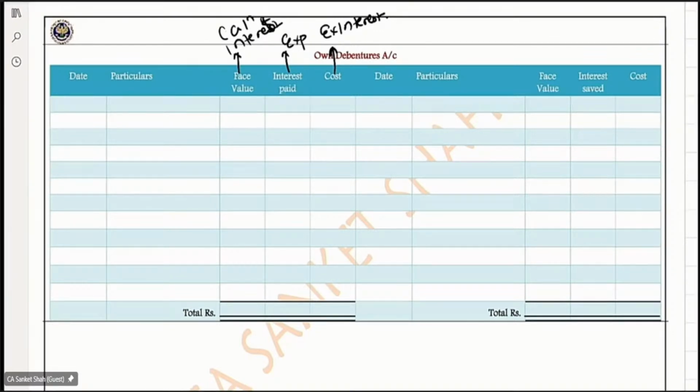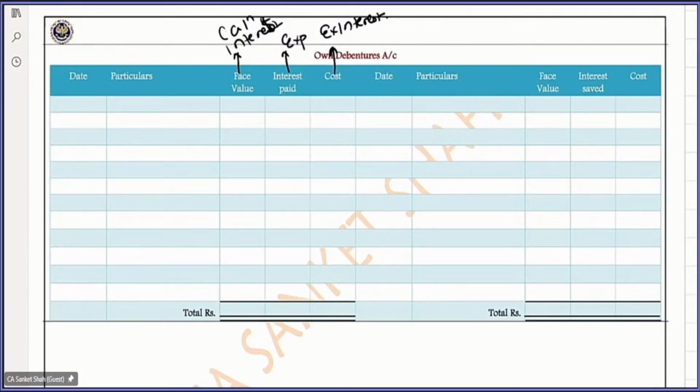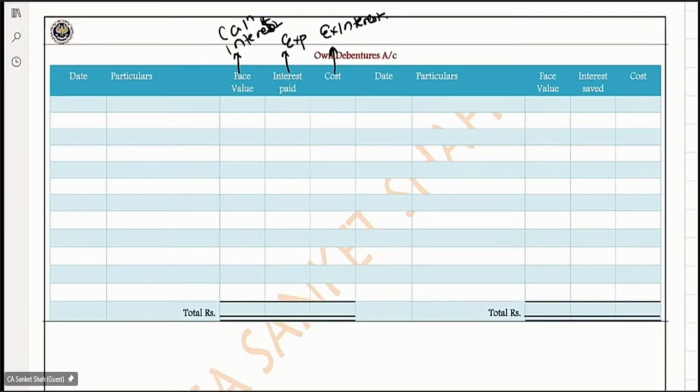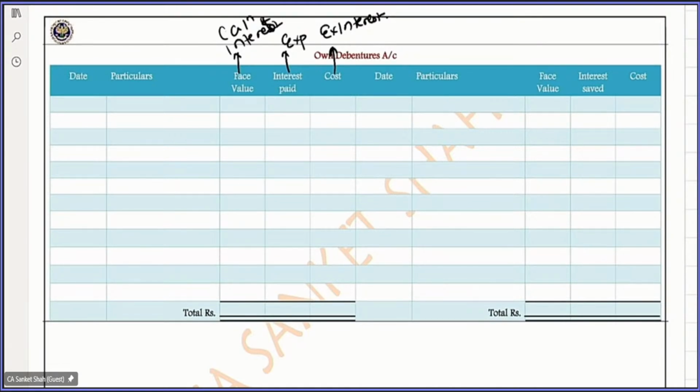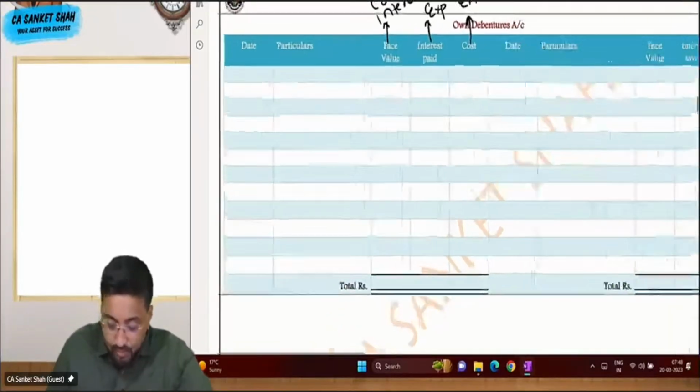Face value is to calculate interest, the interest column is for interest payment, and cost is the cost for ex interest. It is always shown at ex interest. Chalo, let us start. Date.